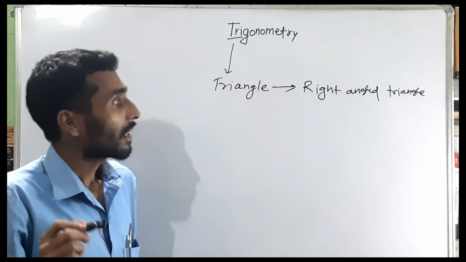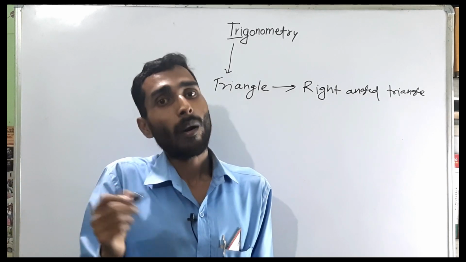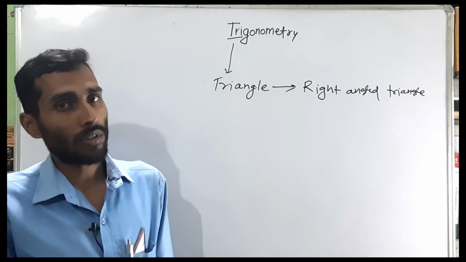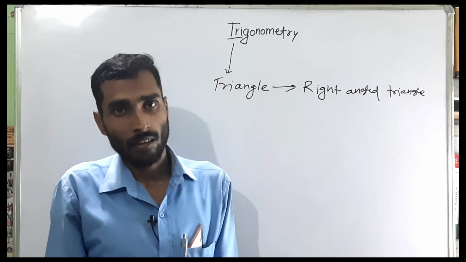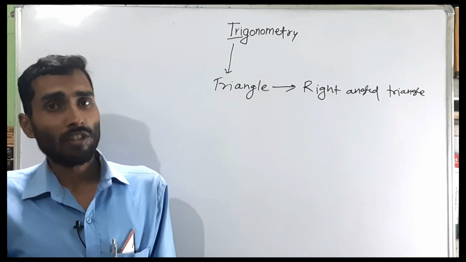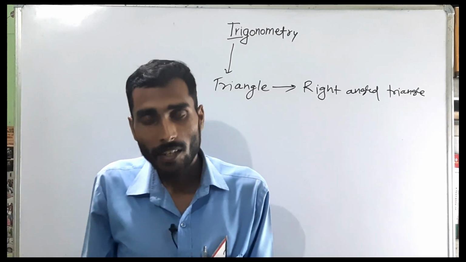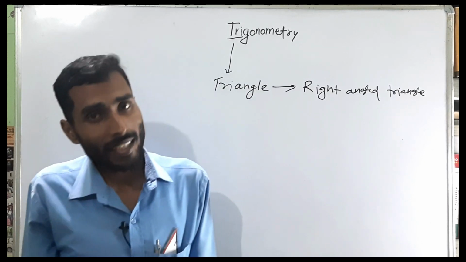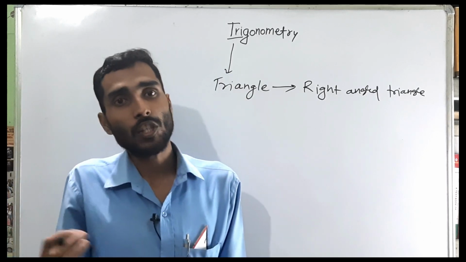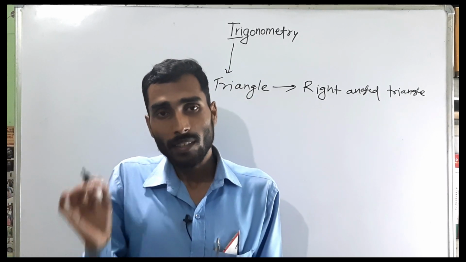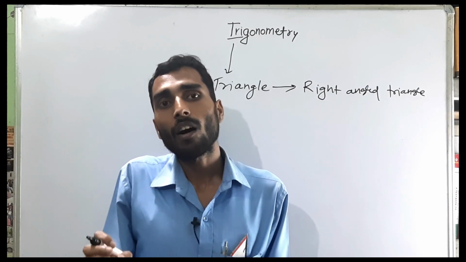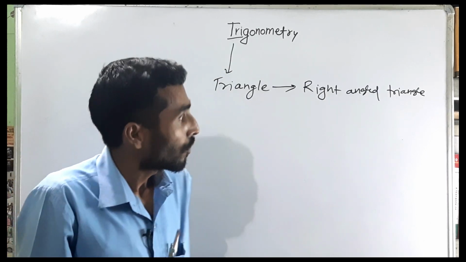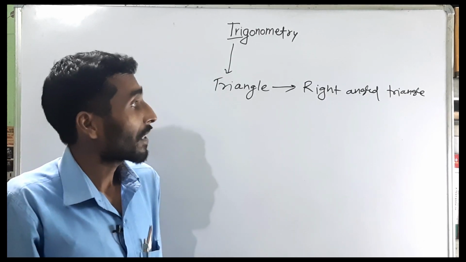There may be a question: why right angle triangle? Why not equilateral triangle, isosceles triangle, acute angle triangle, obtuse angle triangle? There is a particular property in a right angle triangle, that the square of the side opposite to the right angle is equal to the sum of the squares of the other two sides. This property is available only in a right angle triangle. This is not available in other triangles. So that is a very unique property.